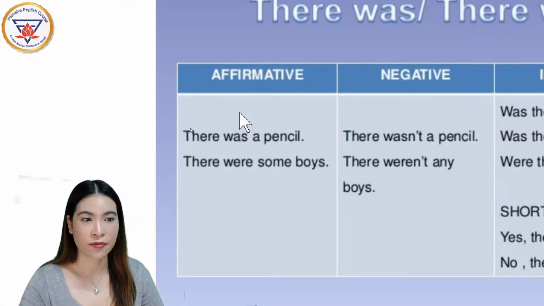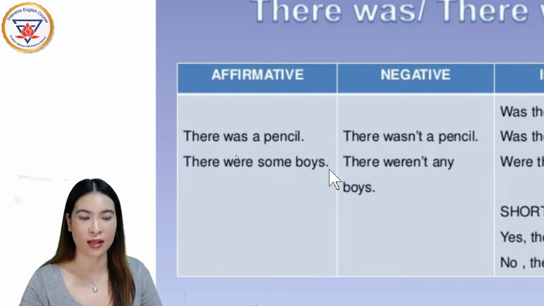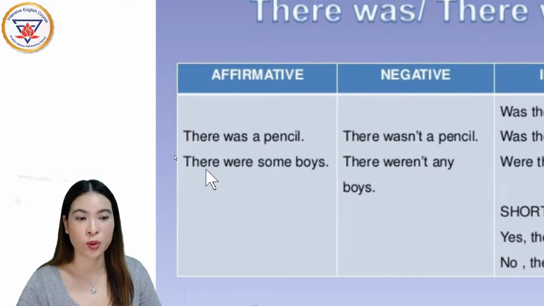This is the affirmative sentence. So you say, there was a pencil. There were some boys. Now remember, a pencil is singular, and boys is plural. It's plural form, so we're using some instead of a.